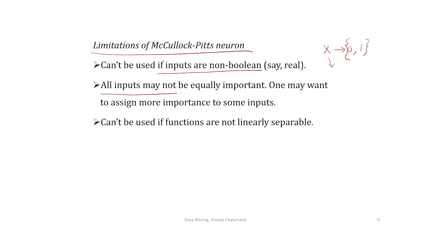Then all inputs may not be equally important. In the McCulloch-Pitts neuron, you are taking u equal to x1 plus x2 plus so on plus xr, and then you are comparing it with some threshold value theta. So, in fact, while calculating this u, you have assigned equal importance to all these variables x1, x2, so on, xr. All the input variables are given the same weight, but all the input variables may not be equally important. So, in that case, you may prefer to assign different weights to different input variables.